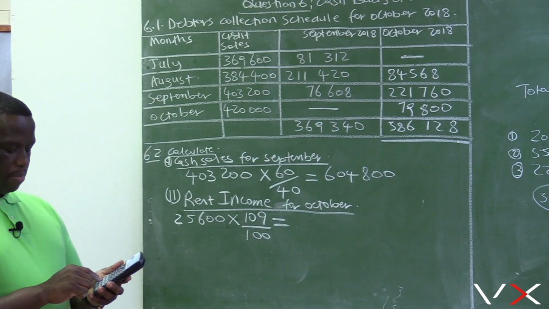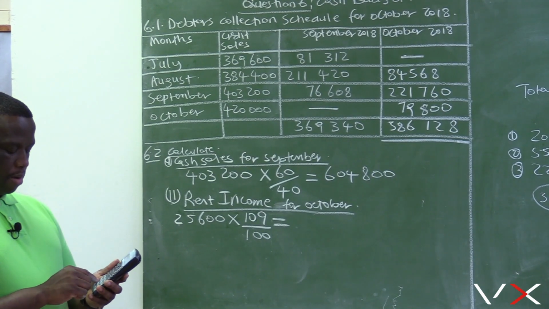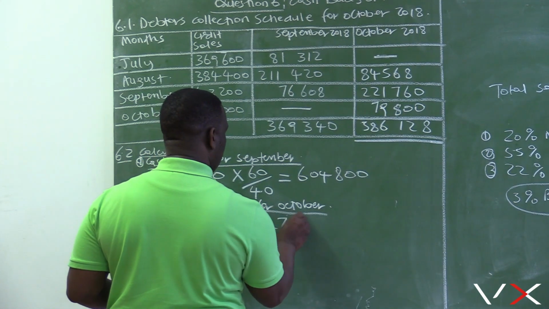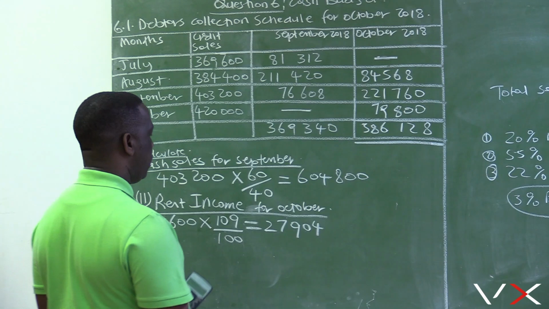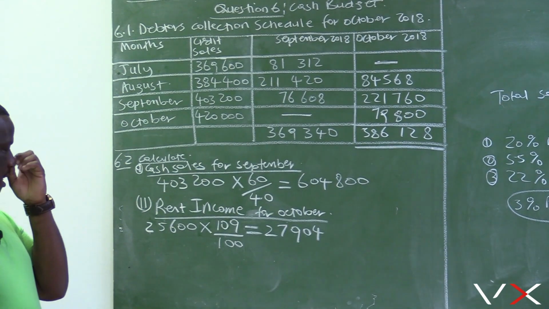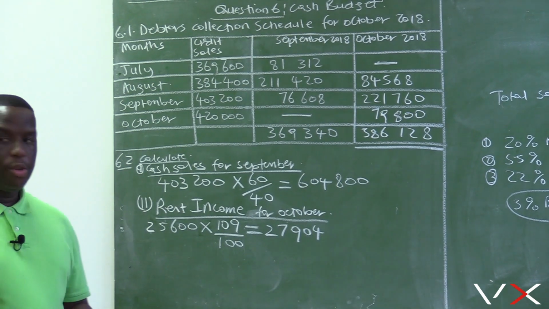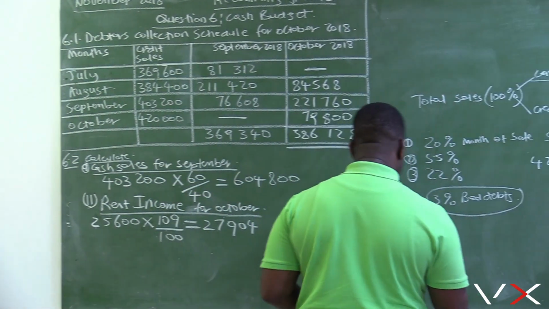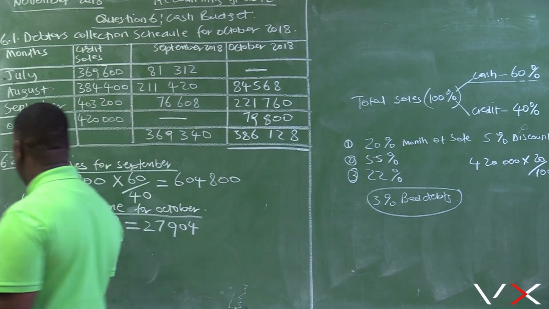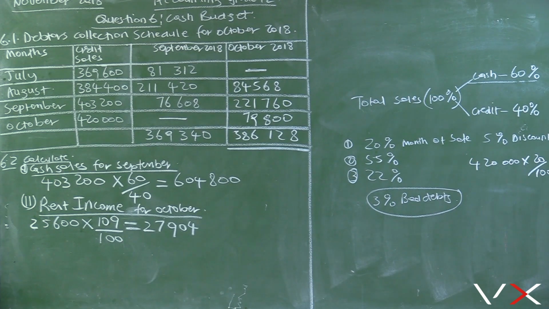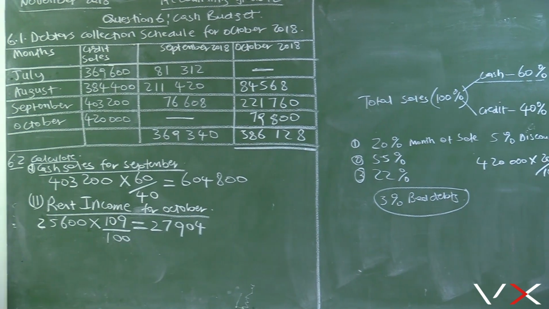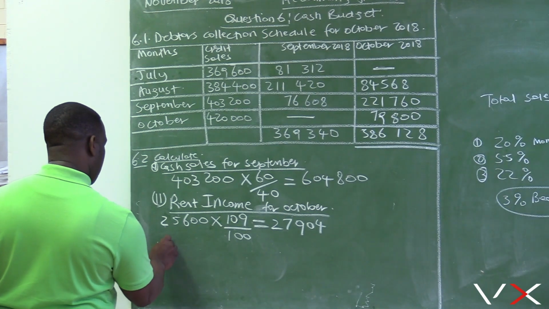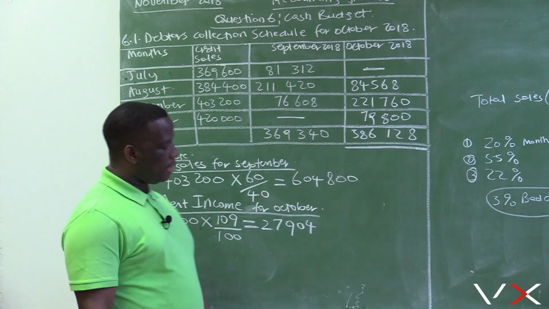25,600 multiplied by 109/100 equals 27,904. So rent income for October is going to be 27,904. September it was 25,600 and it's going to increase by 9%. So we are expecting to collect 27,904.